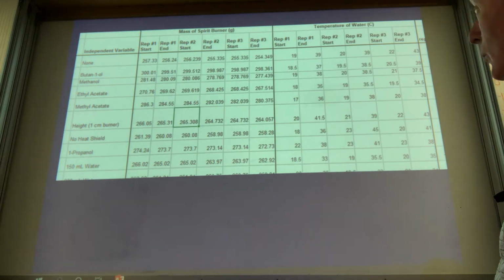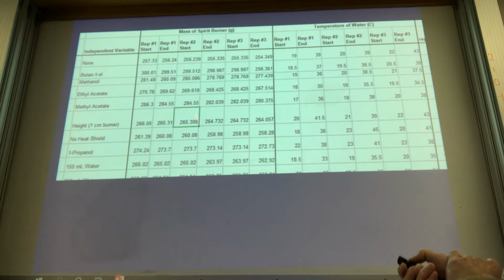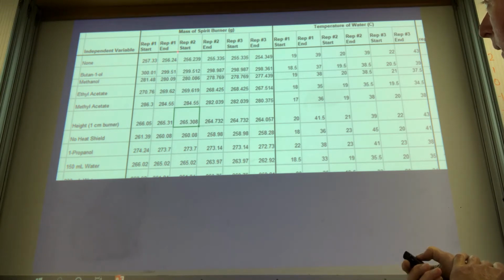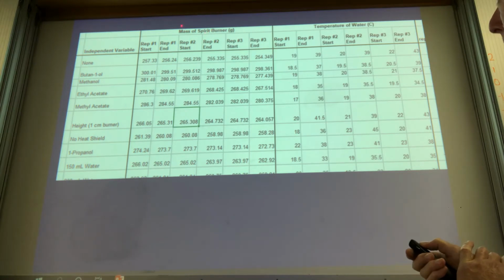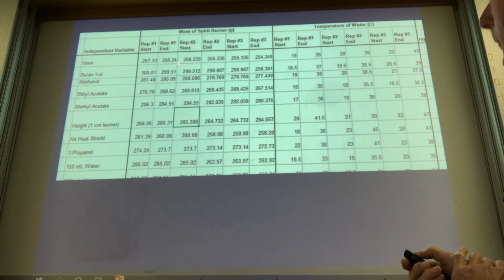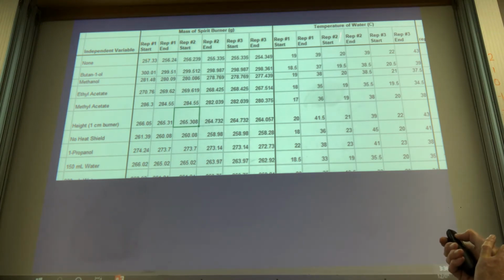Then the rest of the table looks more like this, in which you've got 3 replicates for each condition. So the control, there's 3 sets of control data, so the first replicate, second and the third. So over here we've got the mass of the spirit burner, so as the alcohol burned, obviously the mass went down. And we've got the temperature of the water here as well, so started off low, got higher.